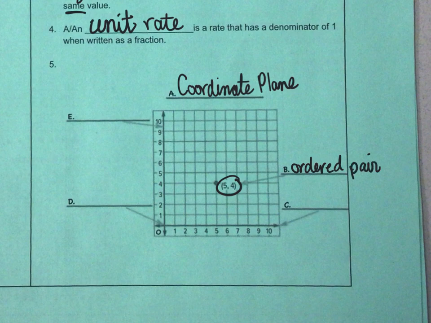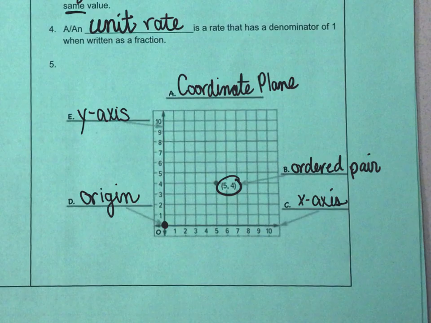Okay. Letter C is pointing to that bottom axis. That is the x-axis. Okay. Letter D is pointing to the point where those two axes meet. That is called the origin. Okay. And letter E is pointing to that vertical number line. That is the y-axis. All right, let's turn the page and go to page 2.